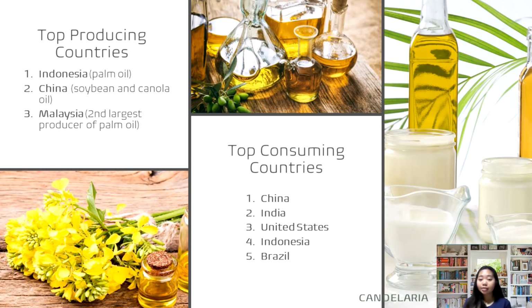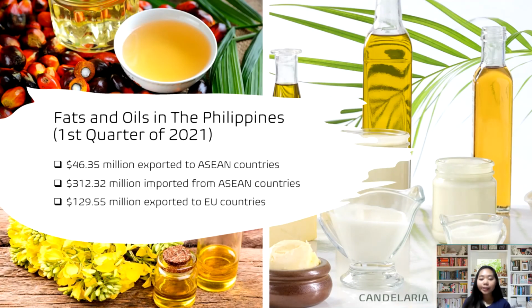In terms of top producing countries, Indonesia ranked first as it is the largest manufacturer of palm oil. China is the second, with it being the largest manufacturer of soybean and canola oil. Third is Malaysia, the second largest manufacturer of palm oil. Meanwhile, the top consuming countries in the oil and fat industry are China, India, United States, Indonesia, and Brazil. China and India being ranked first and second may be due to the fact that both countries have an incredibly large population. In the Philippines, fats and oils are both exported and imported to and from outside of the country.